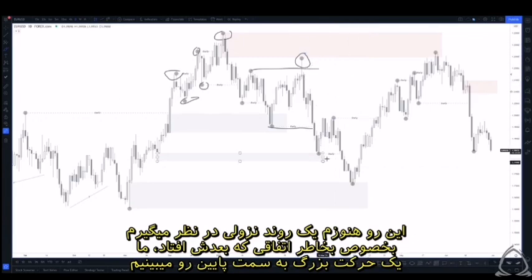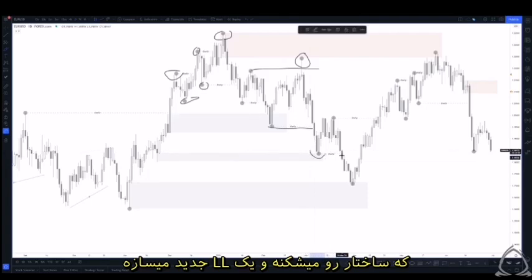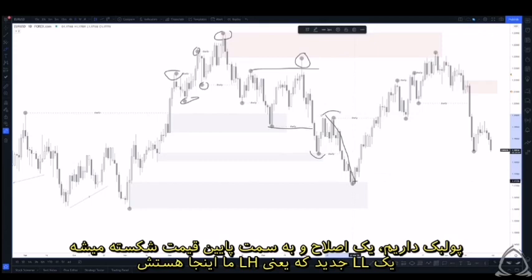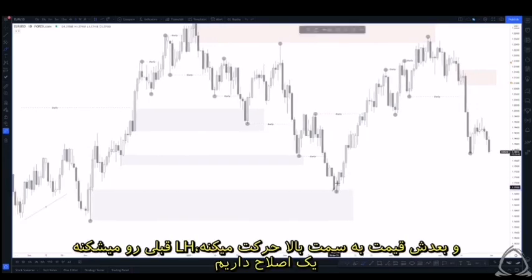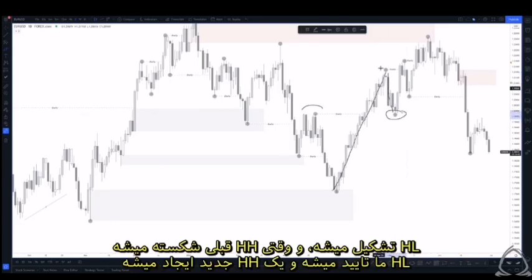We see a large move to the downside that breaks structure, creating another lower low. We then pull back, create that correction, and then break to the downside, creating another lower low, which would create our lower high right here. And then we can see price moves to the upside, breaking the previous lower high. We retrace, we create a higher low.